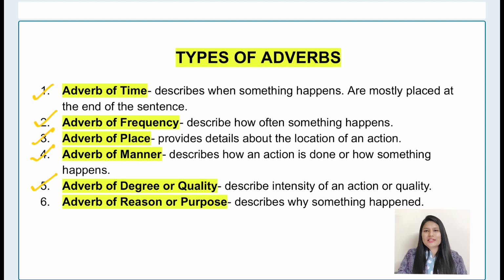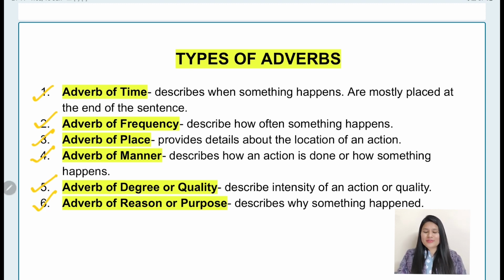The next is adverb of reason or purpose. This describes why something happened. Adverb of reason or purpose हमें ये बताता है कि क्यों कोई चीज़ हो रही है. These are the examples. I am going to the store because I need some grocery. He therefore left the school.